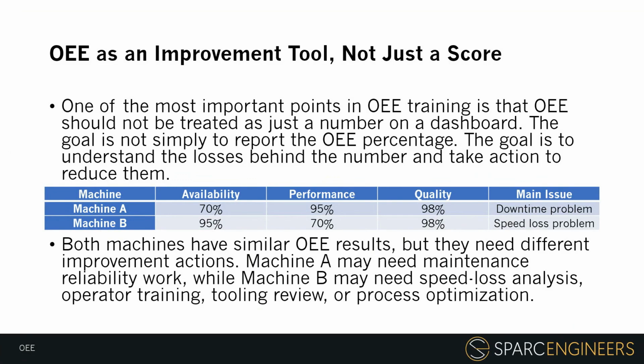This machine is available and producing good product, but it is not running at the expected rate. The improvement focus may need to be on speed loss, minor stops, operator pacing, tooling, material flow, equipment adjustment, or process optimization. This is why it is dangerous to look only at the OEE percentage. The percentage tells us that a loss exists, but it does not tell us what kind of loss it is until we look at the components.